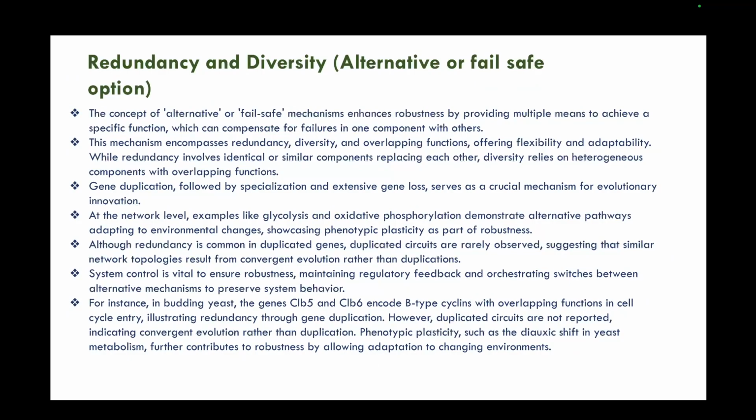First is the concept of redundancy and diversity, which is basically a fail-safe option. If one gene is knocked out, there's another gene which can take up its action. The concept of alternative or fail-safe mechanisms enhances robustness by providing multiple means to achieve a specific function, meaning same genes or same proteins doing the same function. An example would be isozymes. This mechanism encompasses redundancy, diversity, and overlapping functions, offering flexibility and adaptability. Gene duplication followed by specialization and extensive gene loss serves as a crucial mechanism for evolutionary innovation.